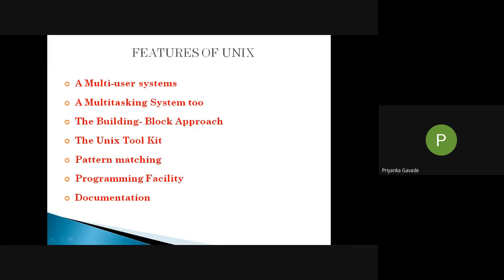Are you people there? Can you hear me? Yes. So can anybody tell me what you mean by a multi-user multitasking system? Anybody? Yes, ma'am. Can anybody tell me what you mean by a multi-user multitasking system?